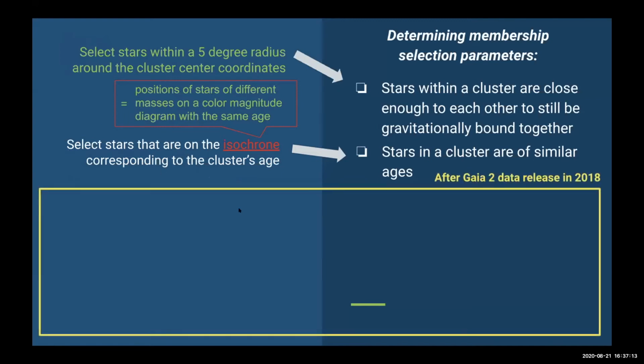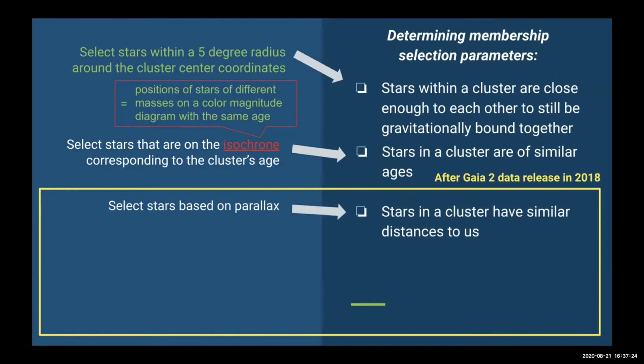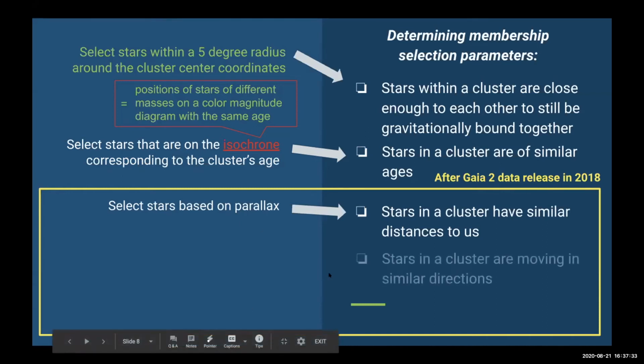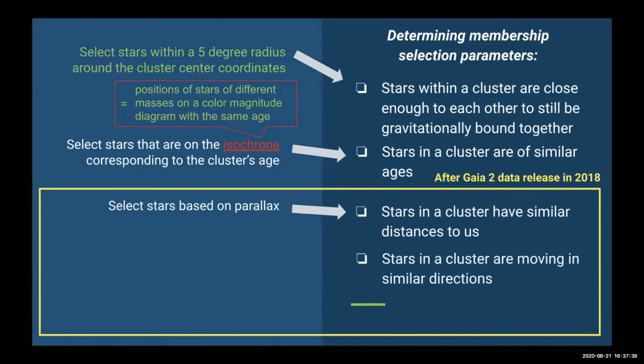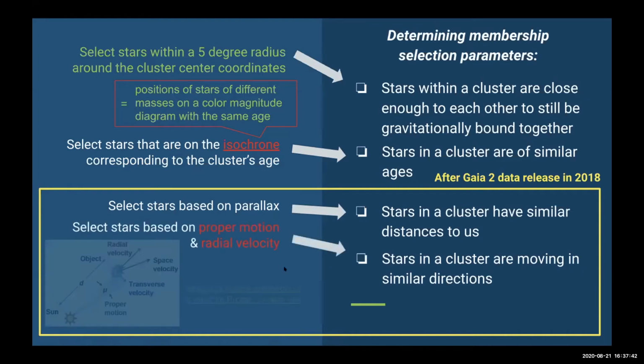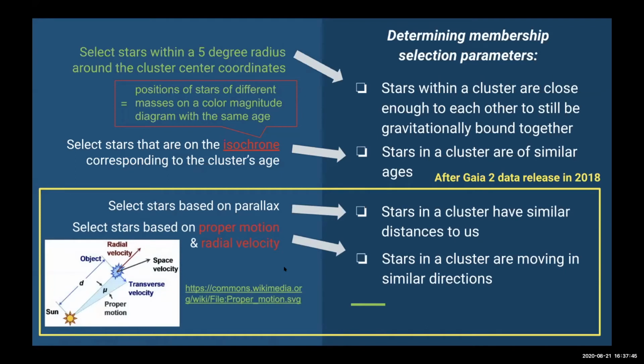But with the 2018 Gaia DR2 data release, we now have astrometric parameters that we can take advantage of as well. The first thing being the distance to us. Cluster stars, because they're in a cluster, have similar distance to us, and thus similar parallax. The second thing is that the cluster stars are moving in a similar direction because they are moving as a clump. So we can use their spatial velocity to do further selection.